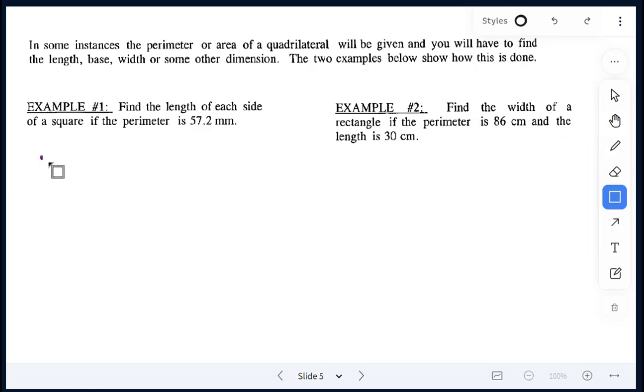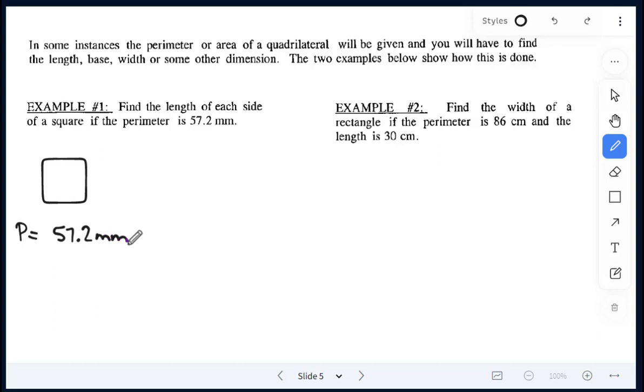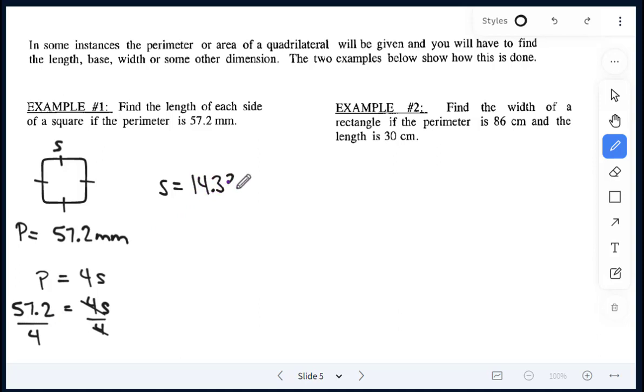So in this case, we have a square, and we're given its perimeter. So it's given that the perimeter is 57.2 millimeters, but we don't know the side length. Okay, and we know all four sides are the same for a square. So we can use our perimeter formula, which is P equals 4S. Our perimeter is given as 57.2, and it's equal to 4S. We are solving for S. So using our algebra, we're going to divide by 4 on both sides, and that will give me my answer of S. So therefore, 57.2 divided by 4, it's 14.3. That is in millimeters.